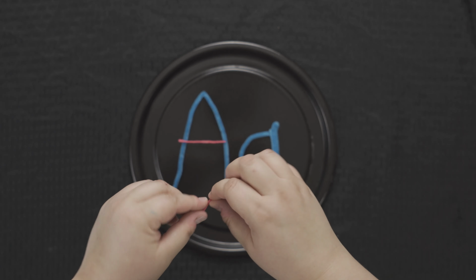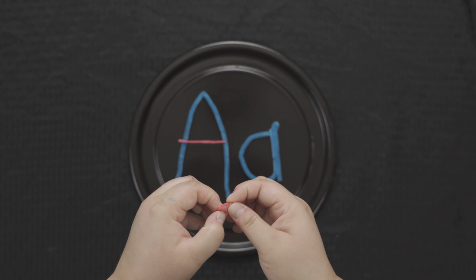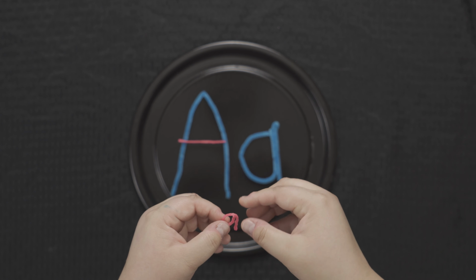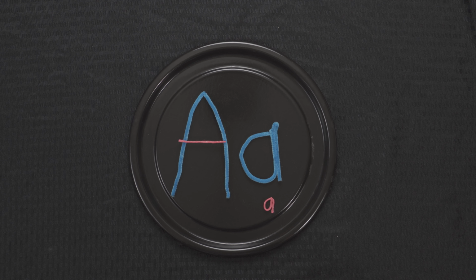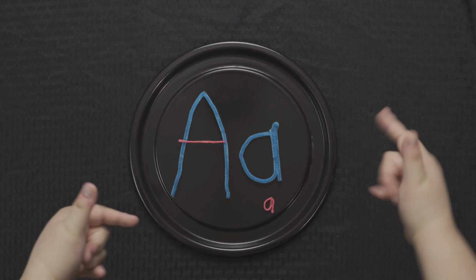You can use Wiki sticks in all sorts of ways. You can make your A look like mine too. There's another little lowercase a: a circle and a line. A, apple, ah. Can you make yours just like mine?